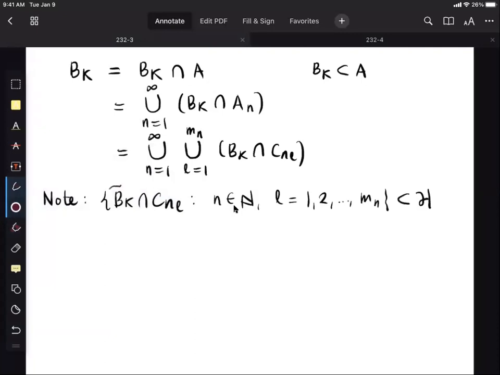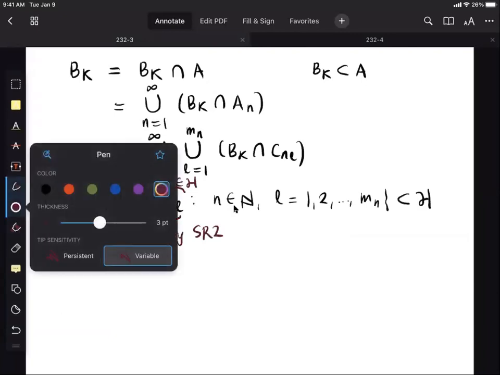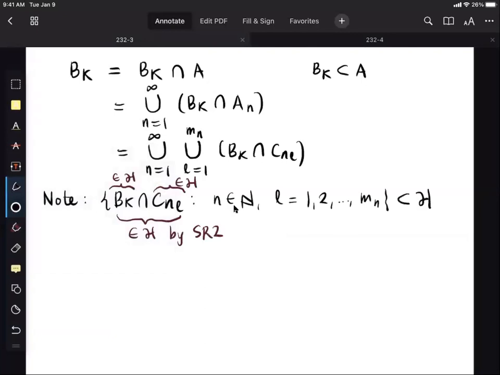So this is H. This is also in H. Hence, the intersection is in H by, I think, the second property of a semiring. Moreover, you could also see that since the B sub k's, the C_nl's are pairwise disjoint and the A_n's are pairwise disjoint, this is also pairwise disjoint.